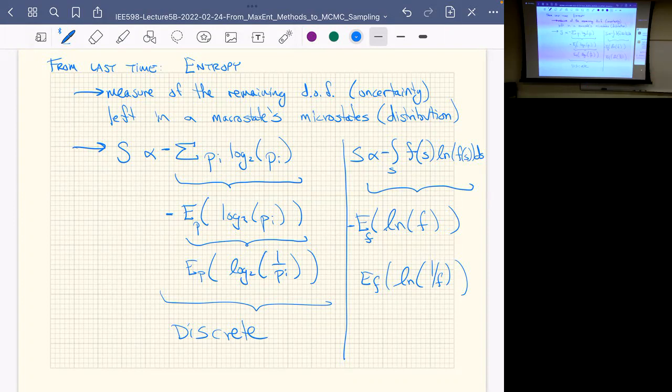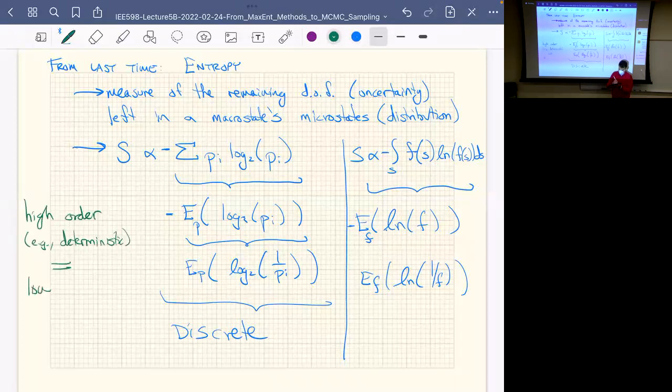Okay, I see a question online. Was it that high order equals low entropy and vice versa? And someone confirms that, yeah, high order is low entropy. And I'm happy to write that down if that's helpful. So high order, e.g. deterministic, equals low entropy.